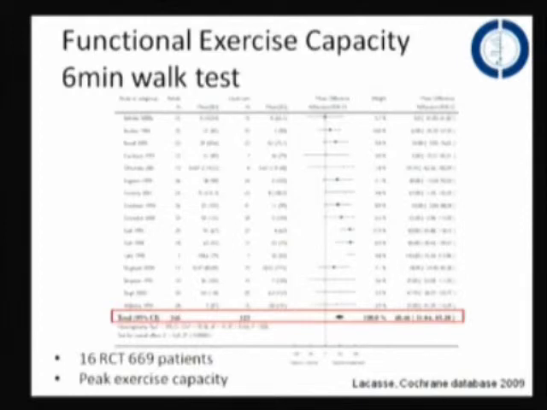There are also similar meta-analyses that show an improvement not only in the amount of work that they can do, the length and the distance, but the peak intensity is also improved by about 8 watts, which is also considered clinically relevant.